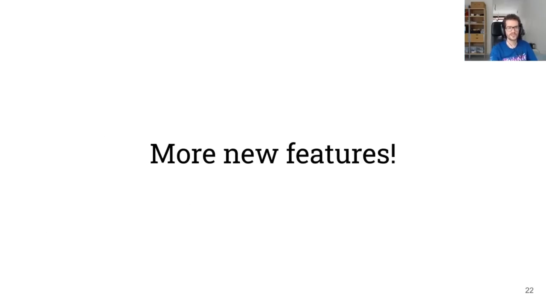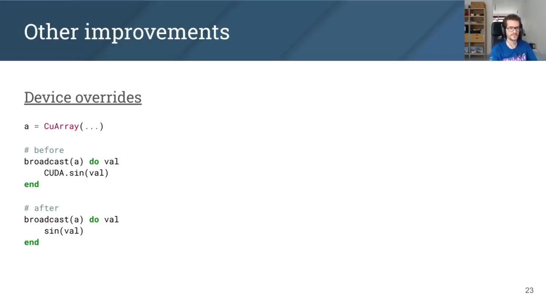So for the remainder of my talk, I'm going to briefly highlight some of the other important new features that we have in CUDA.jl 3.0 and later. The first one is a bit of an implementation detail, but the fix greatly improves usability. You now have a mechanism to register device overrides, GPU-specific methods that replace an existing implementation. For example, we can now replace the base sign function, which used to be GPU incompatible, with a CUDA-specific version.